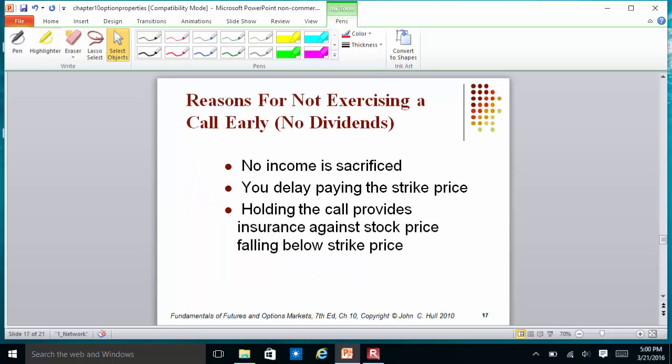Okay, so basically this summarizes what we just talked about. No income is sacrificed. You delay paying the strike price, and holding the call again provides insurance against the stock price falling below the strike price. So the main thing here is that you're not giving up anything by not exercising. And another thing is that if you are keeping the present value of the exercise price, by getting more time, it basically helps you grow your money.